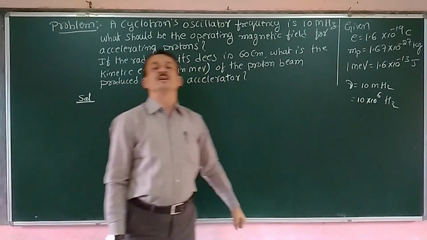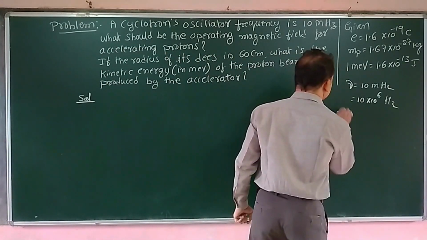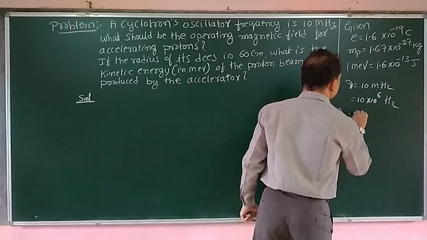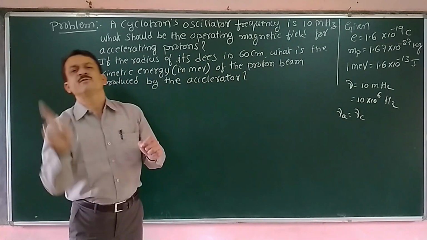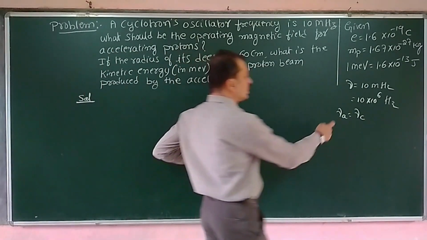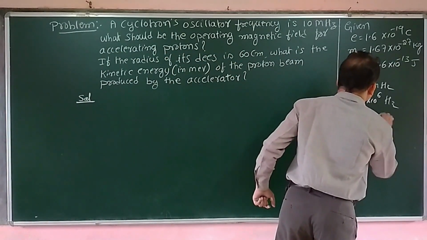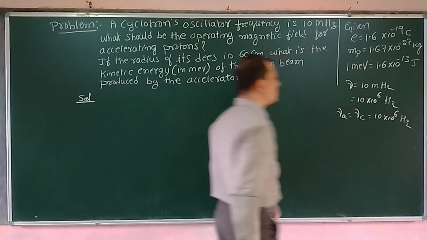Oscillator frequency is given. We have the condition: the oscillator frequency should be equal to the frequency of the cyclotron, that means the frequency of revolution of the proton. The two must be equal. So the proton frequency and the oscillator frequency are the same, that is 10 into 10 to the power of 6 hertz.